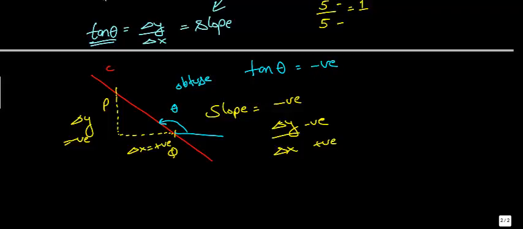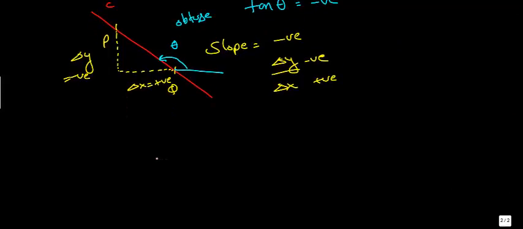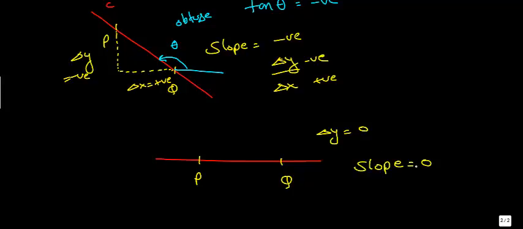Now, let me give you another problem. What will be the slope of a horizontal line? A horizontal line, okay? So here in this case, let me take another point, P and Q. Fine, some random points. Now, if I walk from P to Q horizontally, then I won't have to climb up or down, right? So delta y in this particular case will be 0. So slope in this particular case will be 0.